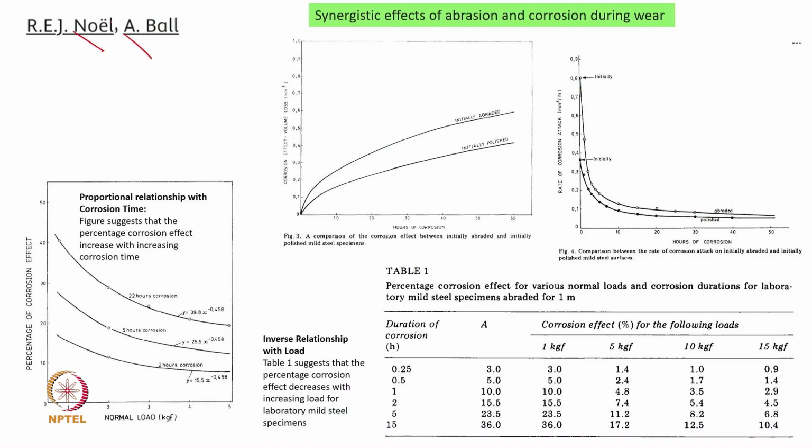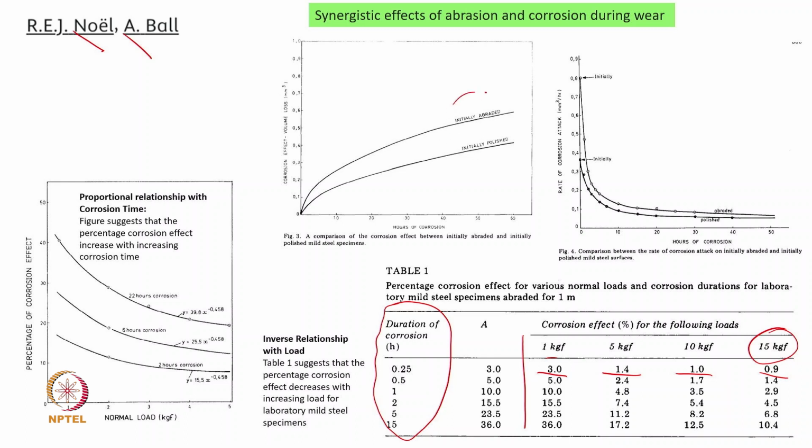So from the same paper we have picked up some relations and some figures. You can see here, first is the duration of the corrosion. As the time scale is increasing, the corrosion contribution increases. Further, as the load increases, the contribution decreases. Here it is 3, then 1.4, then 1 and 0.9. So these are the loads. As we are increasing the load, the contribution of the corrosion is decreasing.